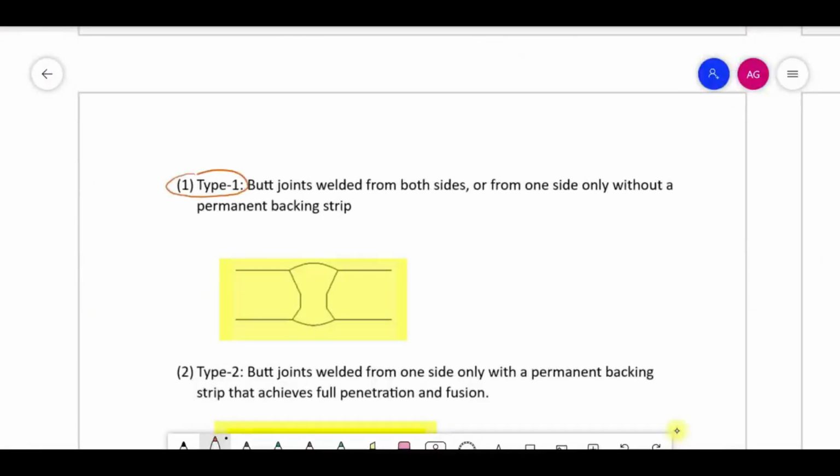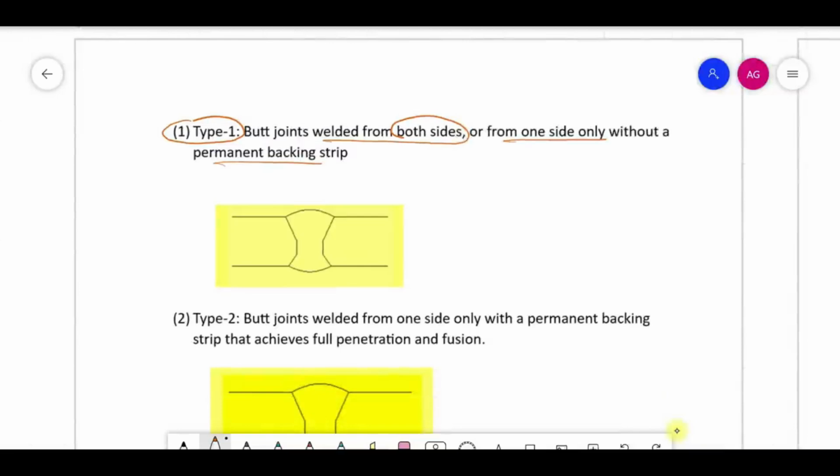See what type 1 joint will be called: the joint is welded from both sides, or from one side only, without permanent backing strip. You must have seen back chipping, etc. This is the type of welding. You do the welding from the other side also by back gouging or making a groove. So the joint of this type will be called type 1 joint. Further we will take the example of type 1 joint and also see how we count the joint efficiency. The welding here is done on both sides or it can be on one side also, but here there will be no backing strip.